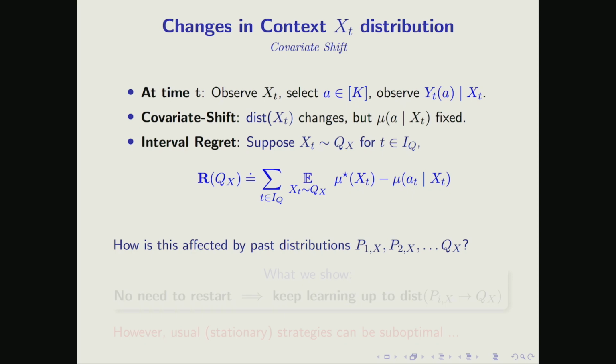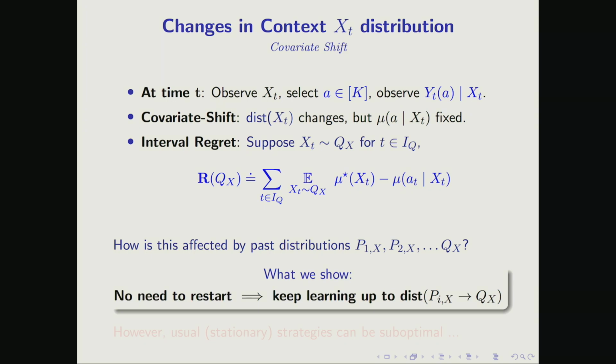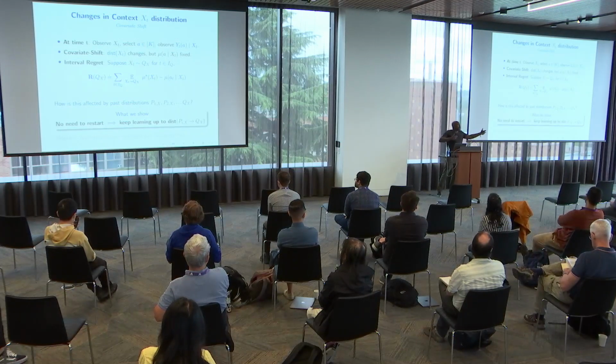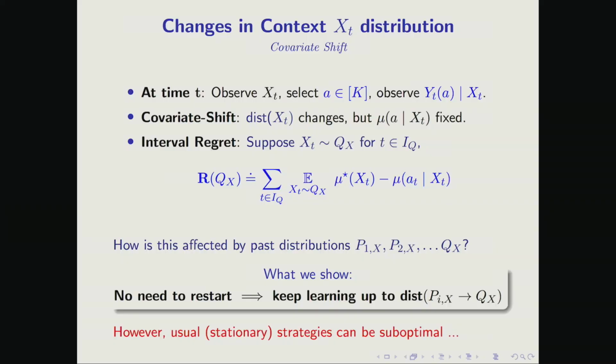One quick thing is that no change point detection is needed here. There is never a need to restart. And in fact, the best rate you can get aggregates past distributions. I hope that intuition is clear. And it's intuitive in some ways, because the mean rewards are not changing. So since the mean rewards are not changing, we should keep learning somehow. And now the question is, how much do we keep learning? It will depend on how far the past distributions are from the current distribution. It turns out, however, that the usual stationary strategies do not work to optimally aggregate the information from the past distributions.